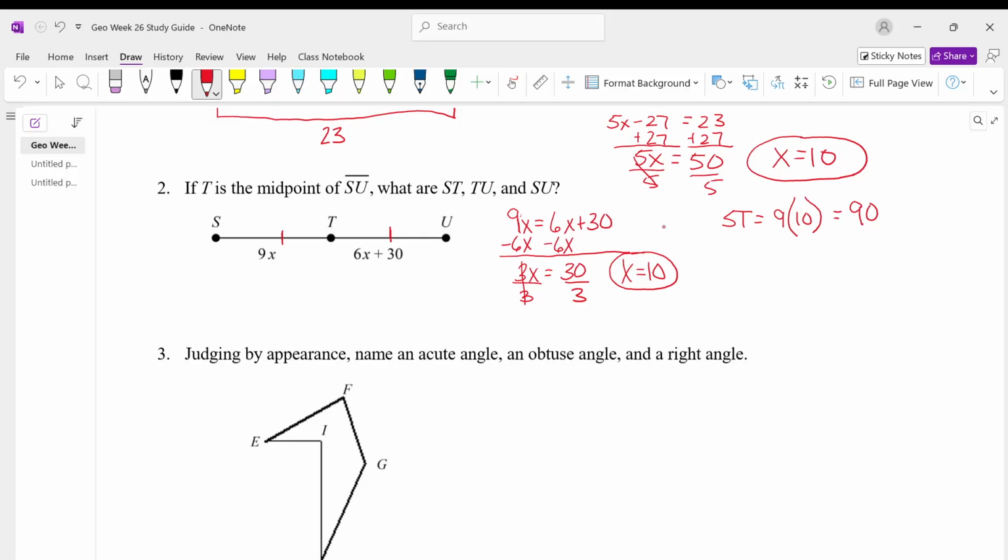We need T to U. TU is equal to 6 times x, plus 30. And that's 60 plus 30, which is 90. And if each piece equals 90, then SU is equal to 90 plus 90. So STU is 180. Any questions on either of those problems?